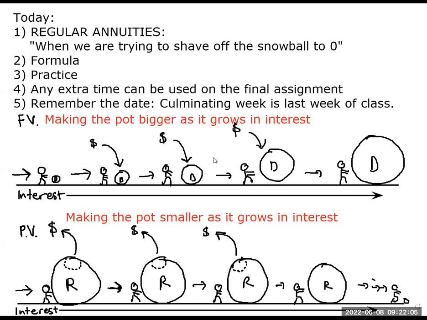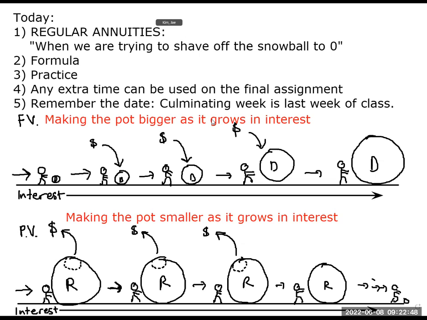Does this make sense to you in the context of a Visa card? The money is growing, but you're trying to make it small. Does it make sense to you in the context of a mortgage? You borrow money and you have to make it smaller, but it's trying to grow on its own. Does this make sense in the context of a retirement? You have a big amount and you need to spend it, but it's going to grow naturally on its own. All of that falls under present value annuity. And you need to be able to use that formula.